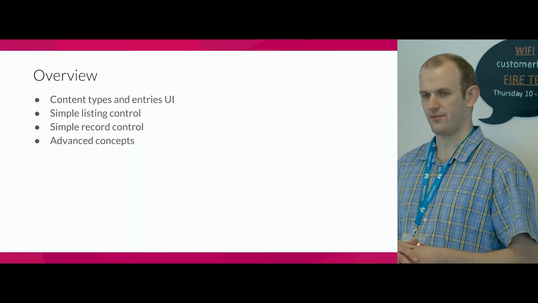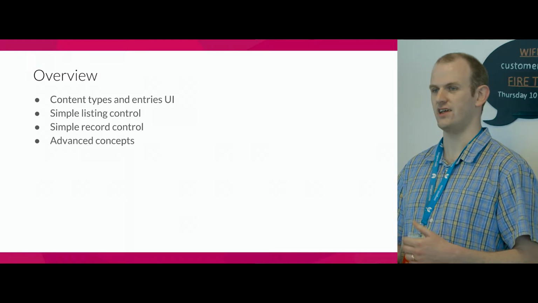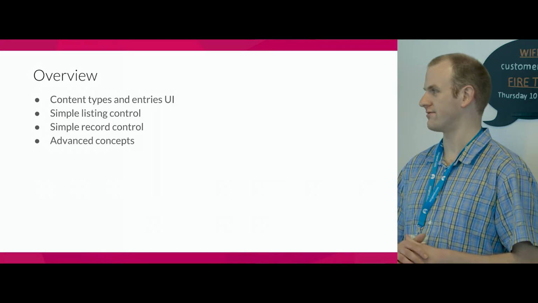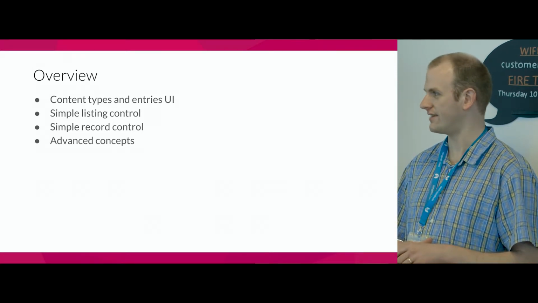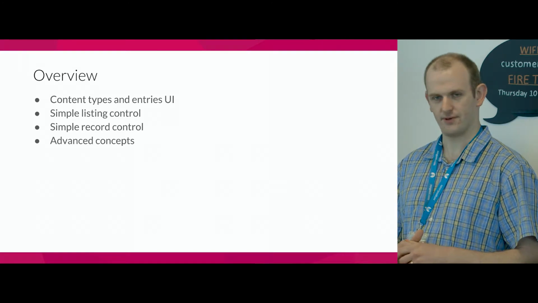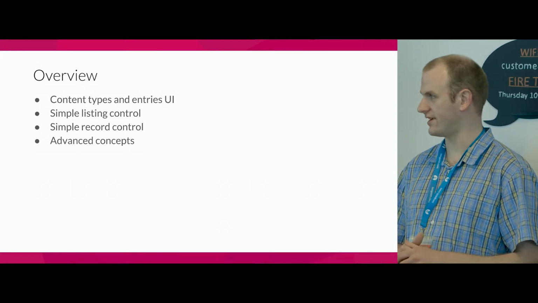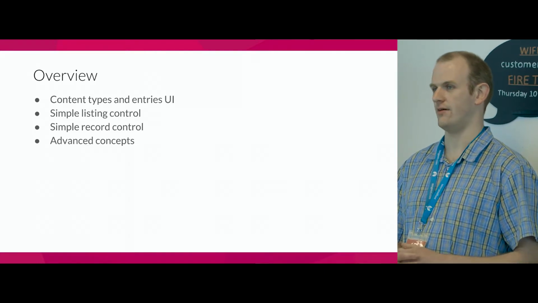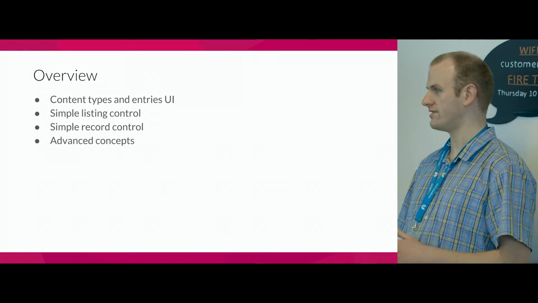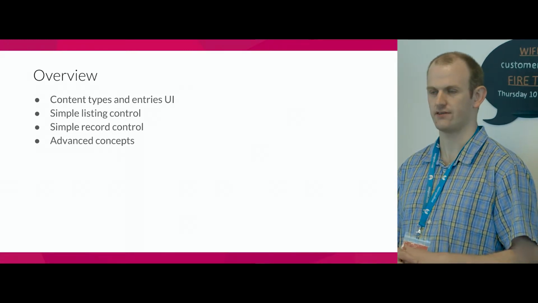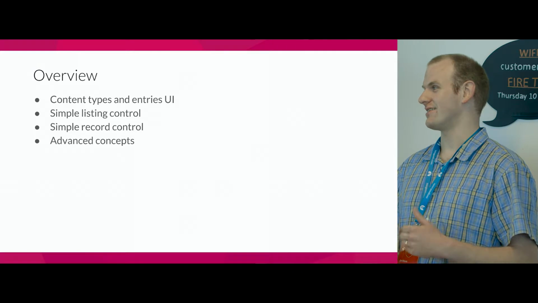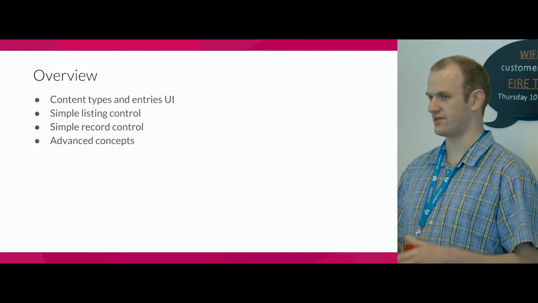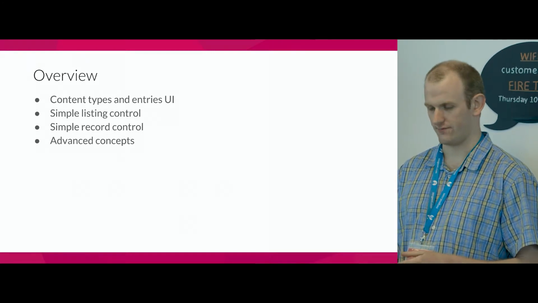Today I'll start by showing you content types and entries from a UI perspective. So I think Richard showed you a couple of screenshots in his talk this morning. I'm going to go a bit more in depth and just expand on some of the functionality he mentioned in a bit more detail. And then we'll look at how you actually get that data onto a website using our delivery API, by taking you through some simple listing and record controls, and then I'm just going to touch at the end on a few advanced concepts.